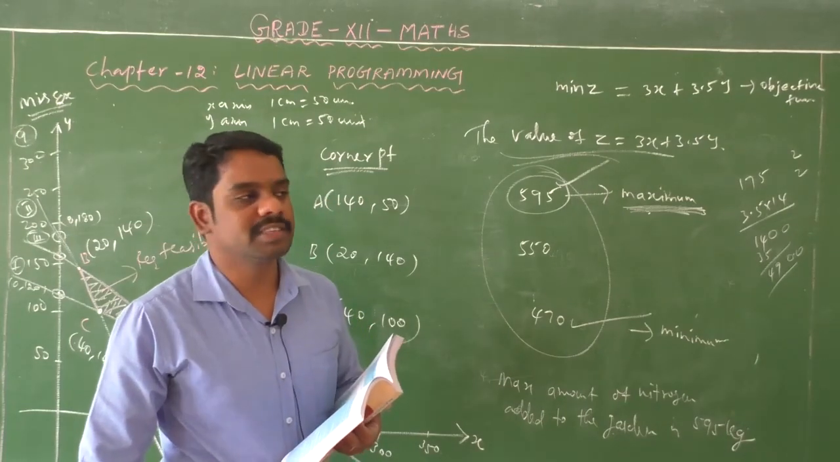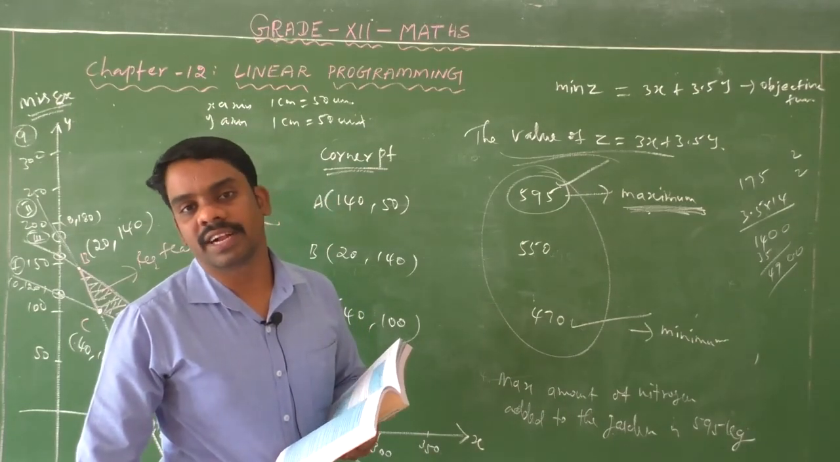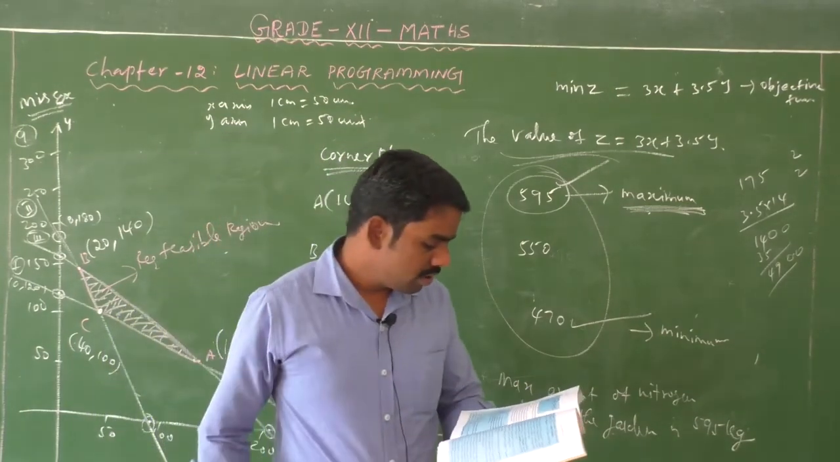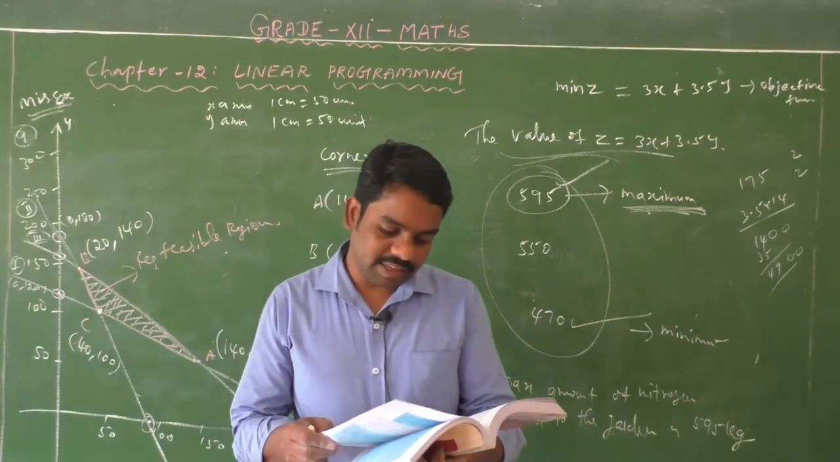So the 8th question and 9th question are the same. The 8th question asks for the minimum amount of nitrogen, the 9th question for the maximum amount of nitrogen. Okay, so the miscellaneous exercise is completed.